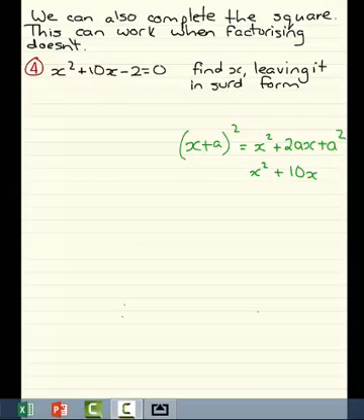So 2a is equal to 10. So a, the number that I'm going to put in there, must be 5. But what I don't have is a squared. I don't have 5 squared or 25. That's what I'm going to put back into my equation.